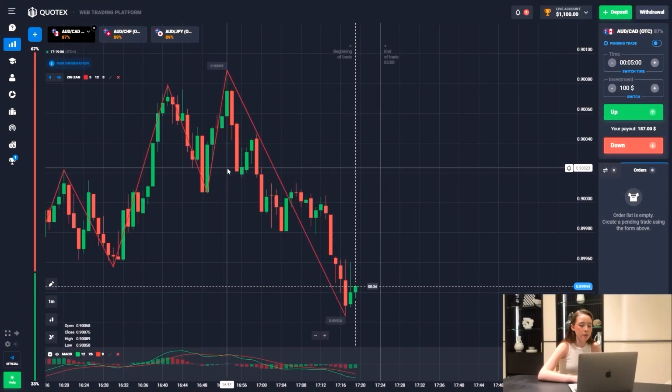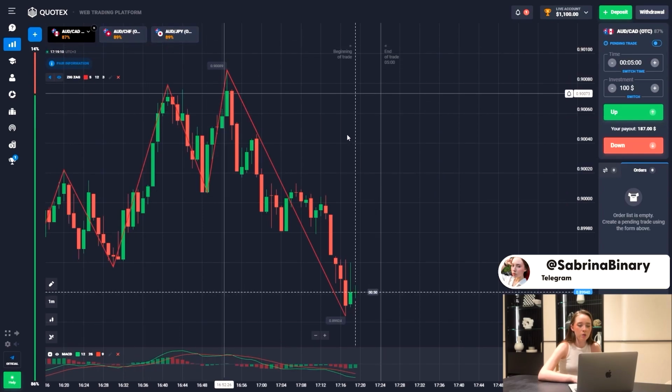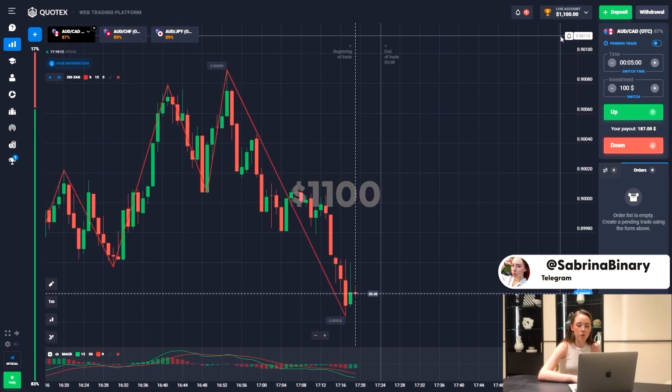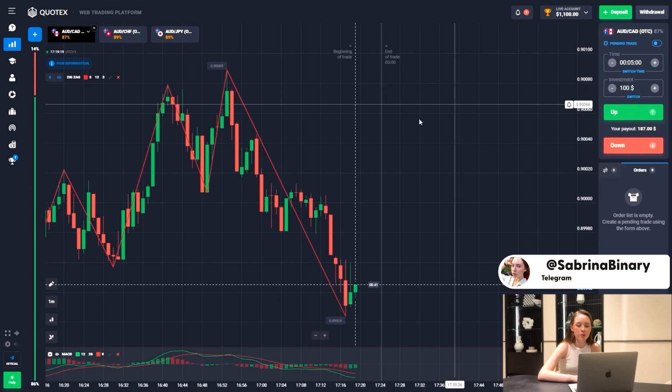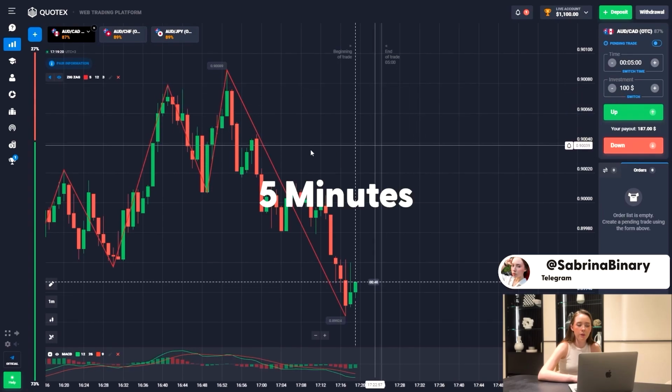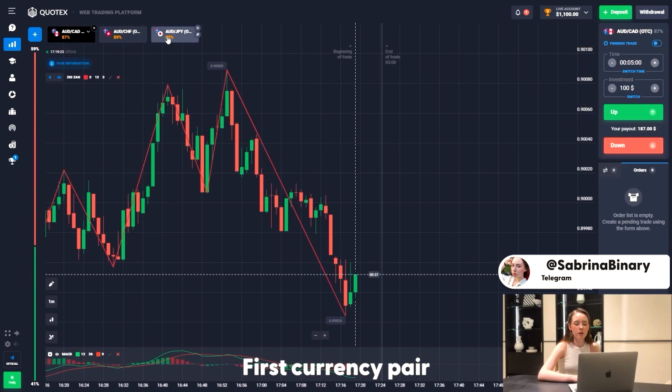As usual, I picked a top currency pair in advance. The starting balance for today is $1,100. The amount of transactions will be $100. And the time frame for the first transaction will be 5 minutes. And let's move on to the first currency pair.